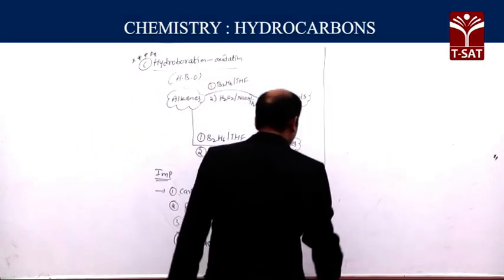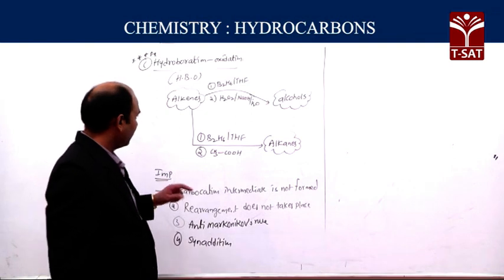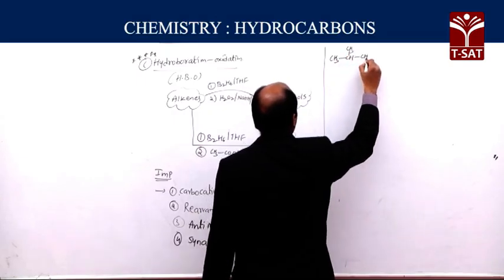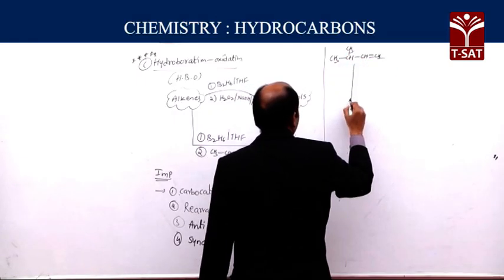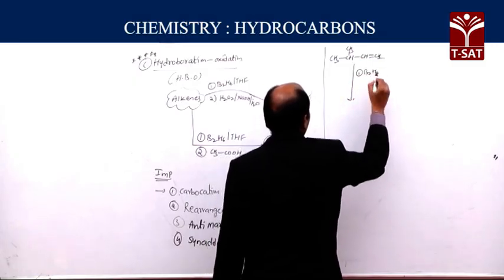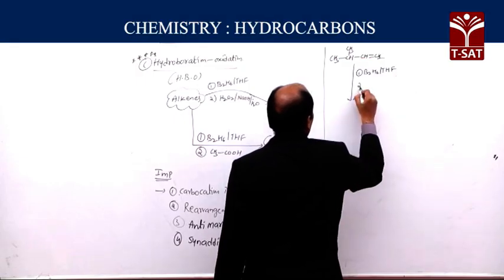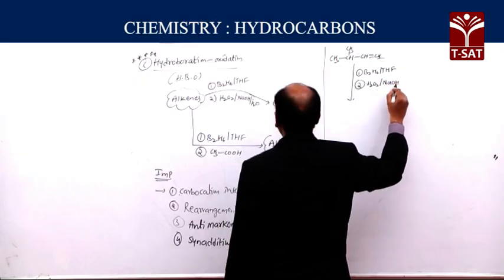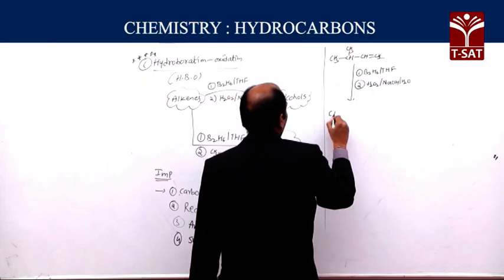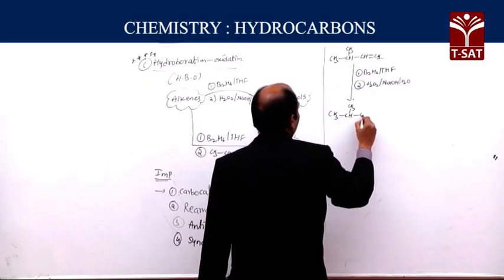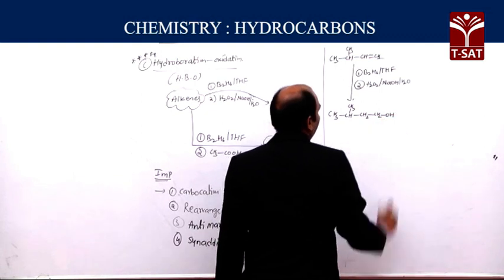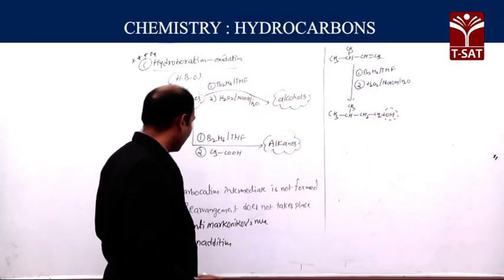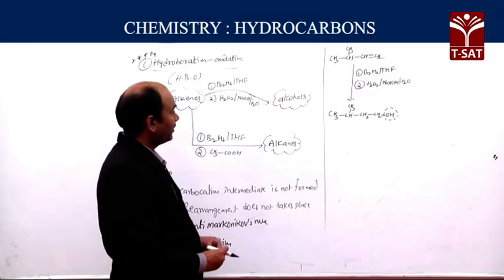Okay, so what happens? See here, example: CH3 CH double bond CH2 is treated with B2H6 in THF, tetrahydrofuran solvent. The second step is H2O2 in the presence of NaOH and H2O. Here we get alcohol CH3 CH2 CH2 OH. Here we added OH at the terminal carbon, so is it Markovnikov or anti-Markovnikov? This is anti-Markovnikov. In the previous case, Markovnikov rule.